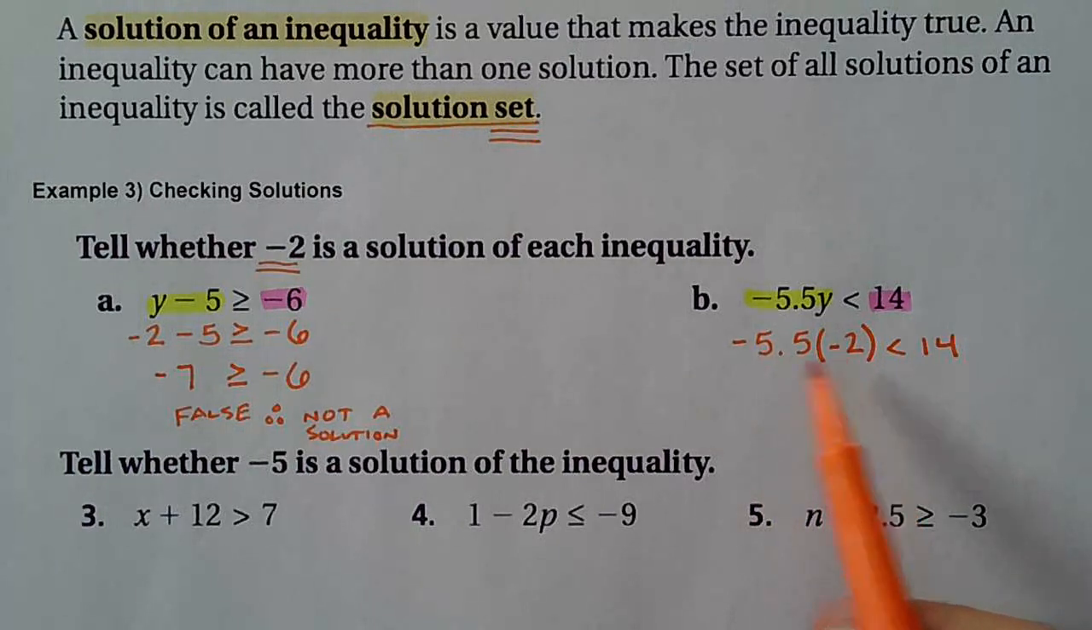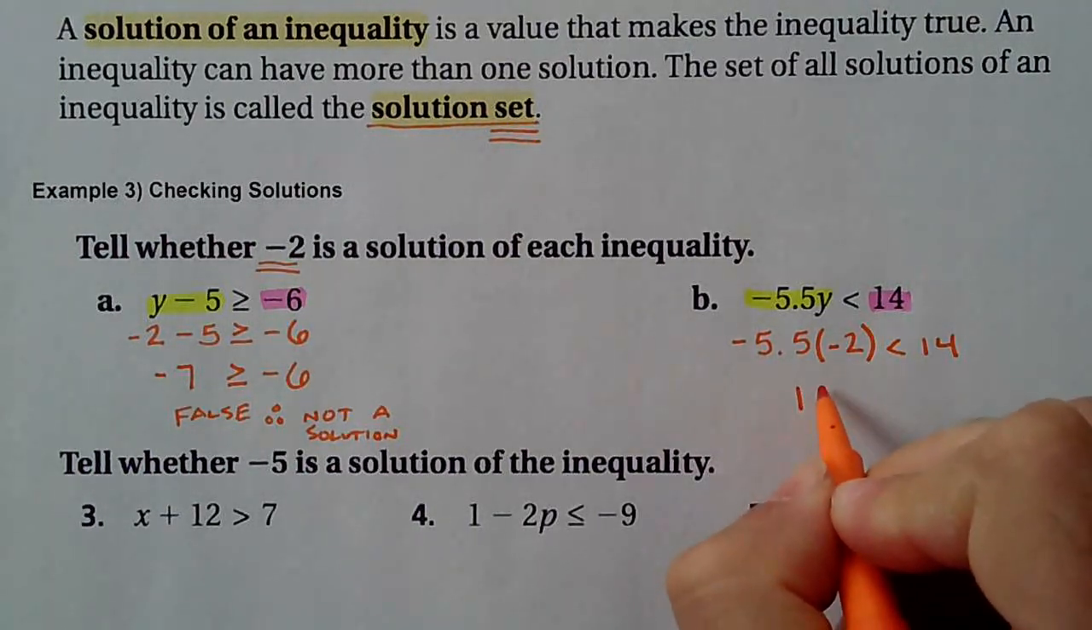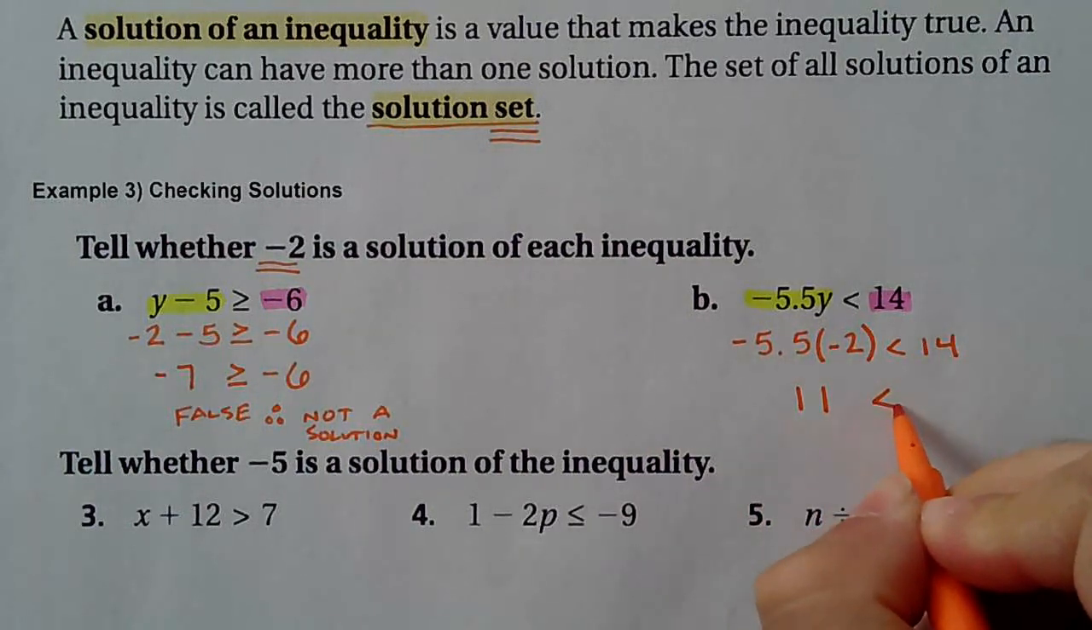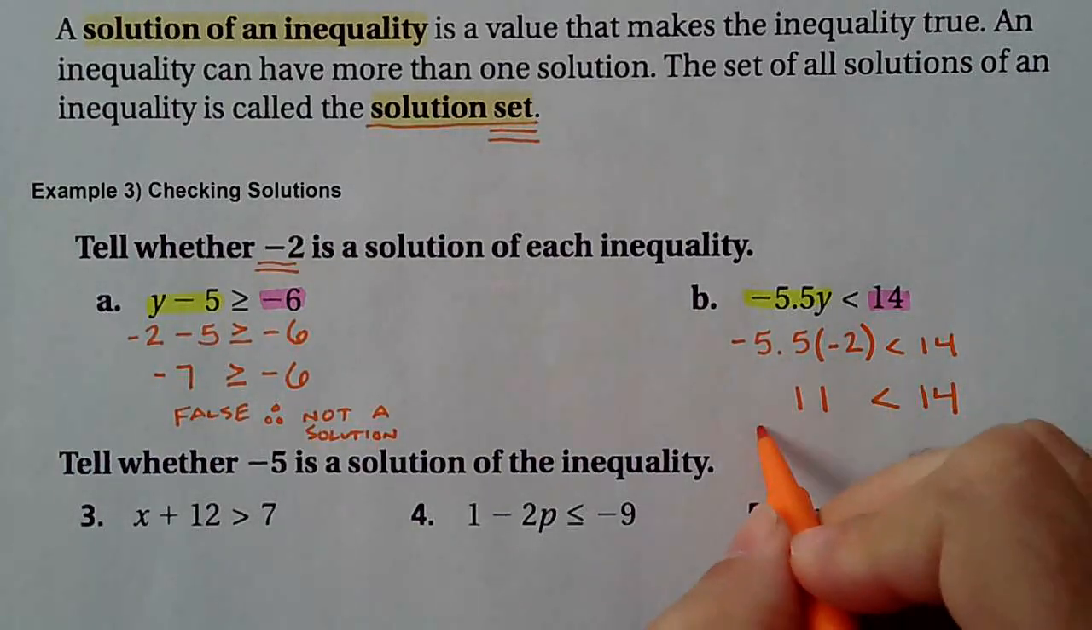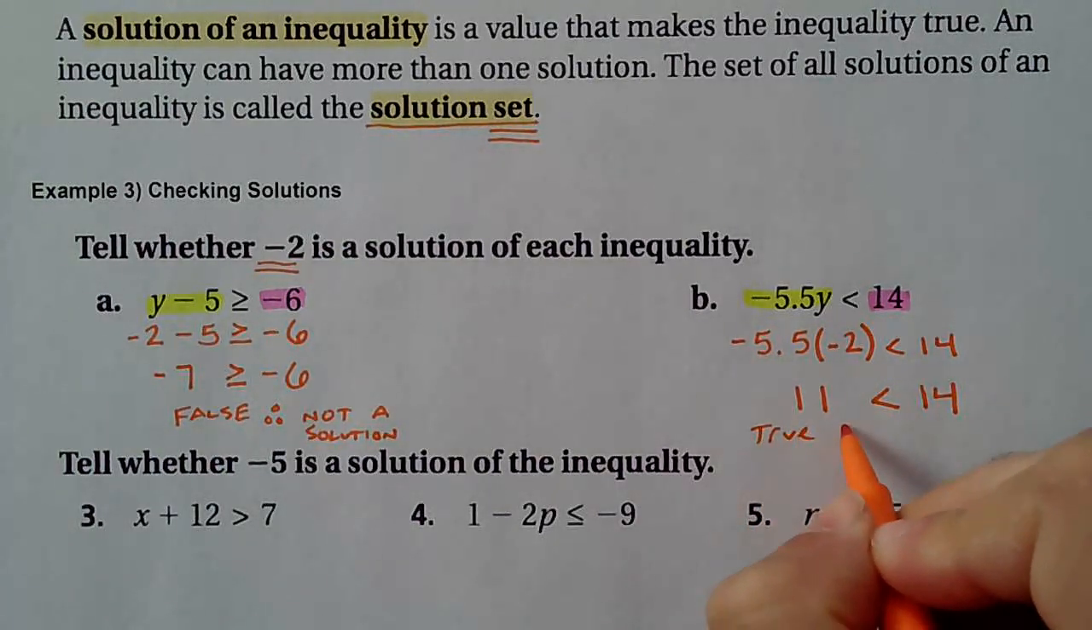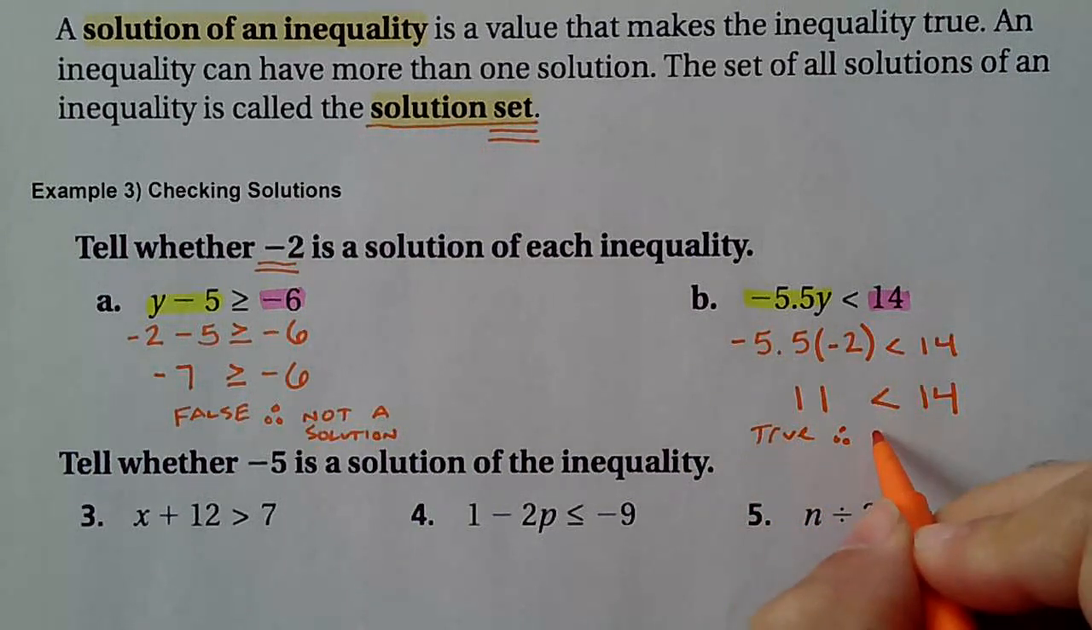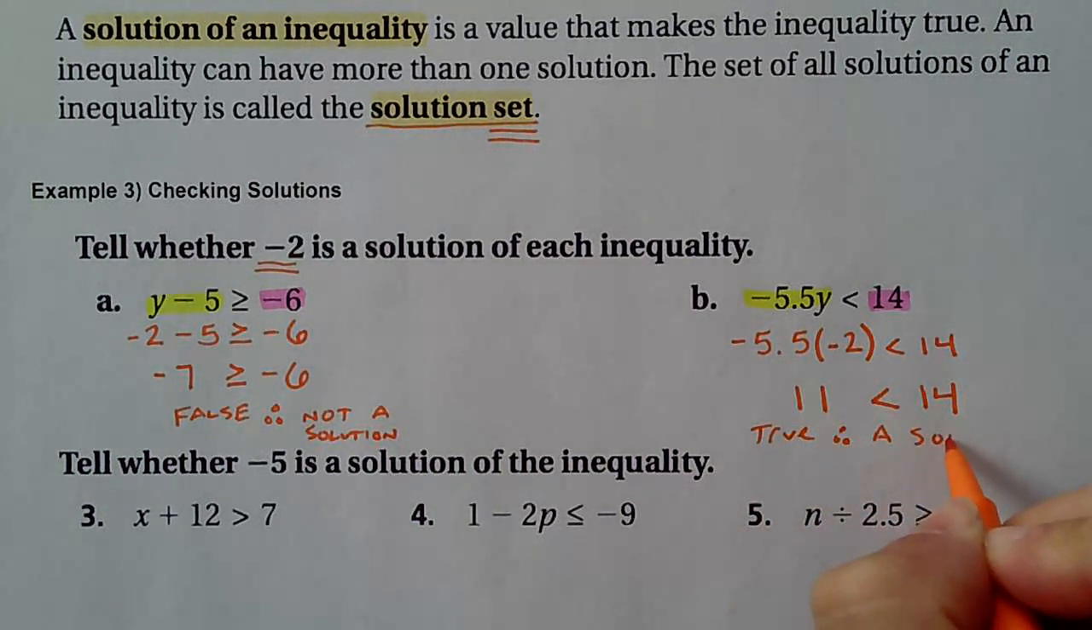-5.5 times -2. Negative times negative is positive. 5.5 times 2 is 11. So is 11 less than 14? That is true. 11 is less than 14. So this is a true statement. Therefore, it's a solution.